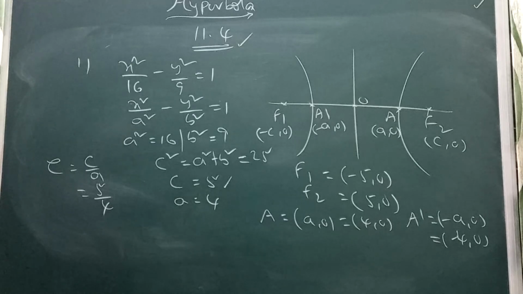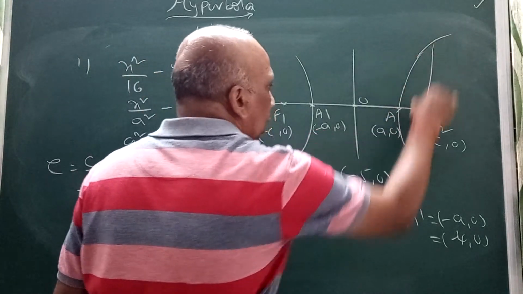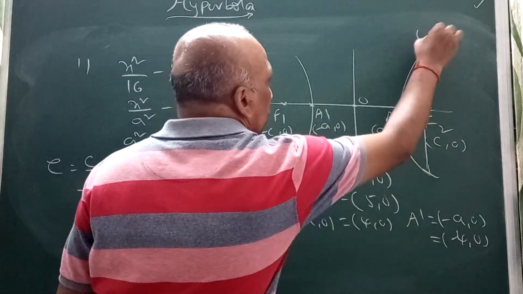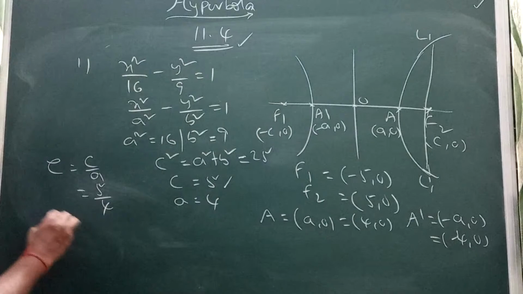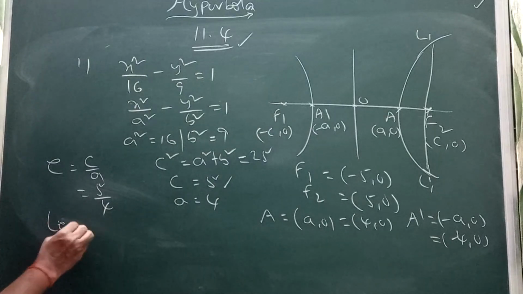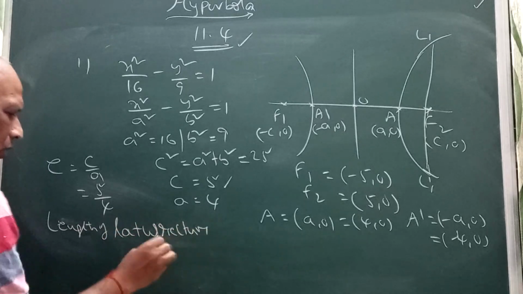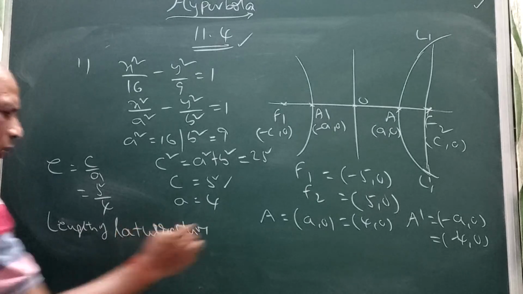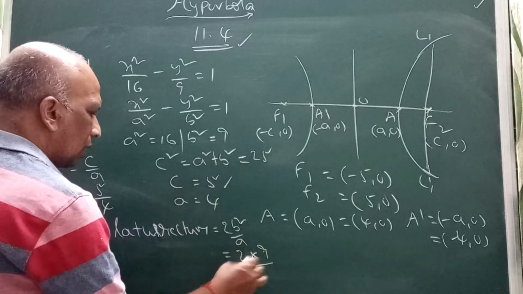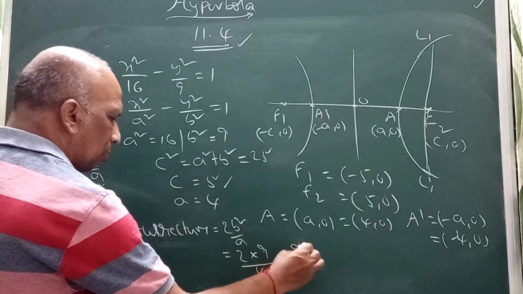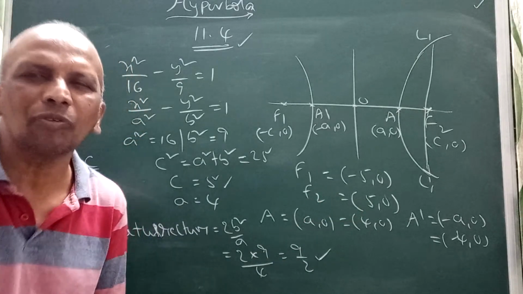Next they're asking the length of latus rectum. What is the length of the latus rectum passing through the focus? Just now I got this one. So I can write L1 L1 dash, 2b square by a. You can write the length of latus rectum as 2b square by a. You can substitute b square is 9, a is 4. Correct. You will get 9 by 2. This is the length of the latus rectum, 2b square by a. We have done the first problem, right?